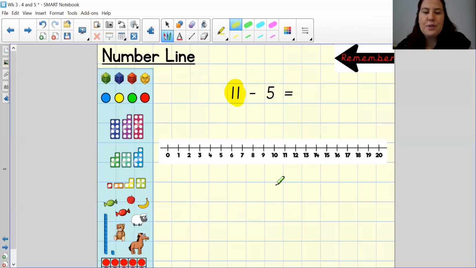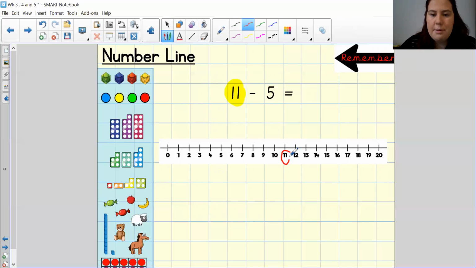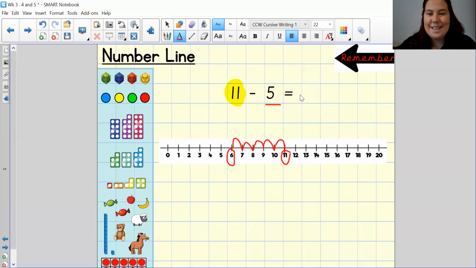So now that you've solved it, let's double check if you have done it correctly. So the first thing you did was circle the number 11, because that is our starting number. And how many jumps backwards do we need to do? 5. Fantastic. Let's go. Count with me. 1, 2, 3, 4, 5. And then I circle my finishing number, which is 6. Well done. If you had it correct, give yourselves a tremendous round of applause. Fantastic. Well done, you guys.